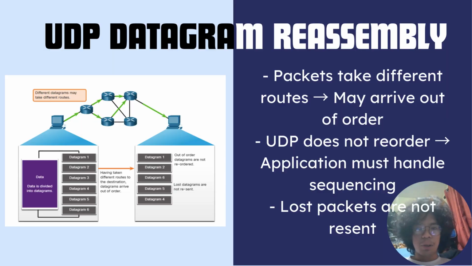Another key aspect of UDP is that datagrams can take different paths to their destination. This means they may arrive out of order, unlike TCP. UDP does not track sequence numbers or attempt to reorder data. Instead, it simply delivers the packets as they are received. If the application requires the data in a specific order, it must handle the reassembly on its own.